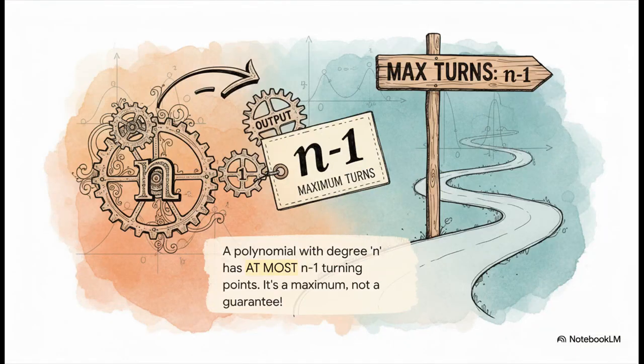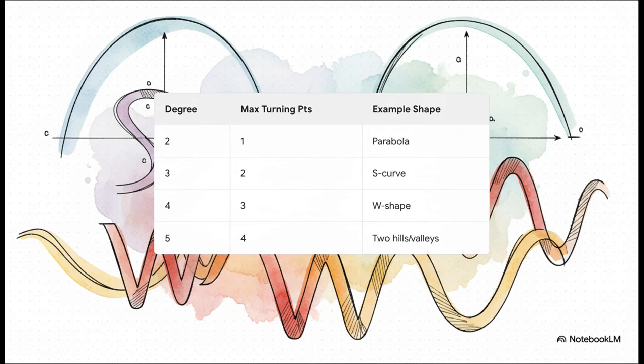And this brings us to the big reveal, the secret weapon in our toolkit. It's a simple but incredibly powerful rule. You just take the degree, which we call n, and you subtract 1. That number tells you the absolute maximum number of turns, the most hills and valleys that the graph could possibly have.